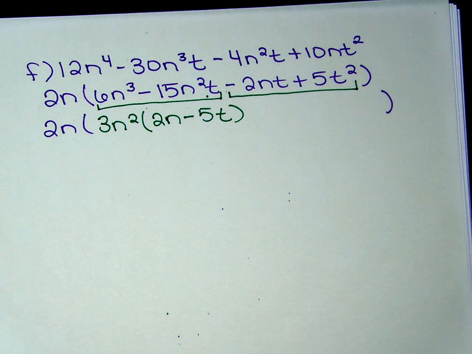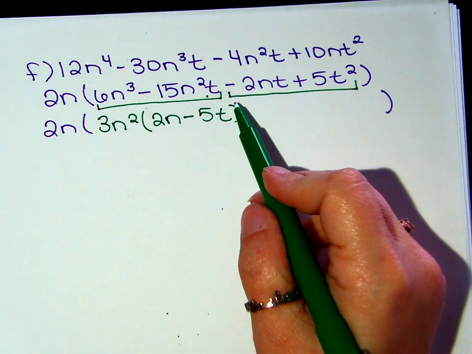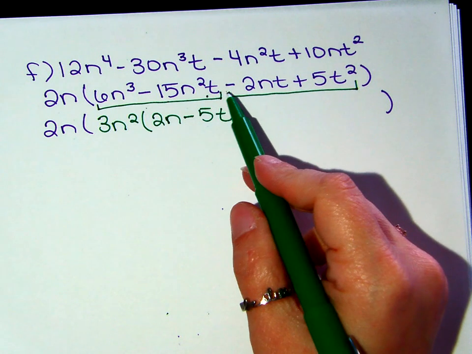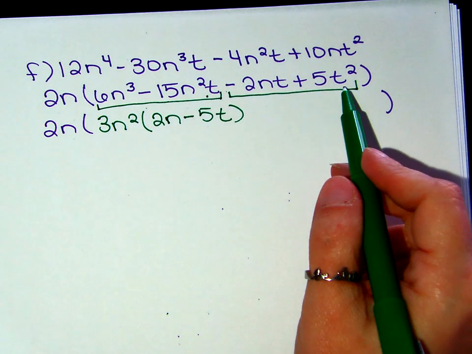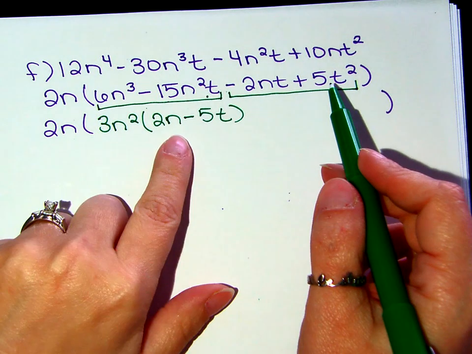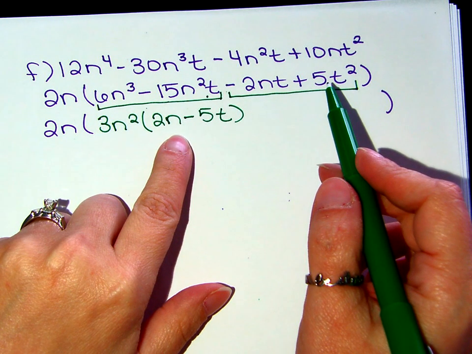Well, the 2 and the 5 have nothing in common because they're both prime. 5's odd. So do they have anything in common that we can pull out at all? They have a t. So here's the question that's a little different than we've seen in any of the others. If I pull out just a t, that's going to leave me with a negative 2n plus 5t inside. Is that what's in here? No. So let's pull out a negative t.